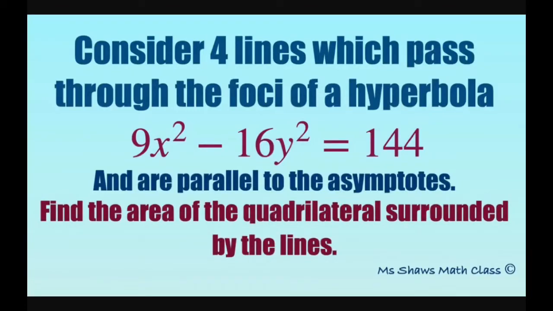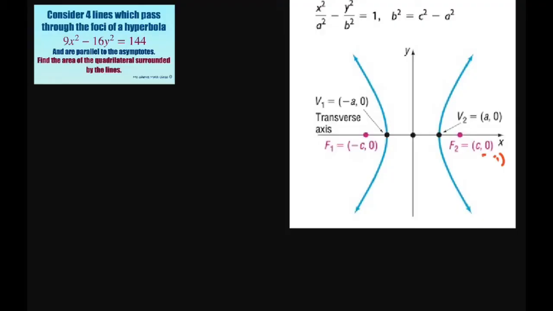We're going to consider four lines which pass through the foci of a hyperbola 9x squared minus 16y squared equals 144, and they're parallel to the asymptotes. We're going to find the area of the quadrilateral surrounded by the lines. Alright, so let's get started with this.